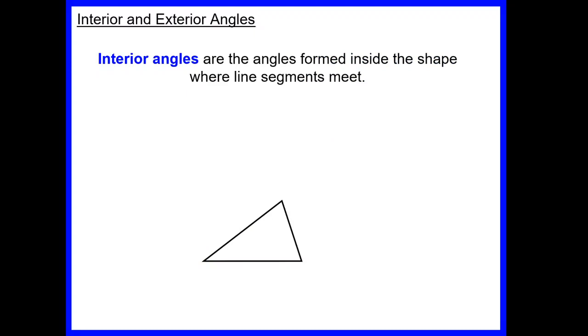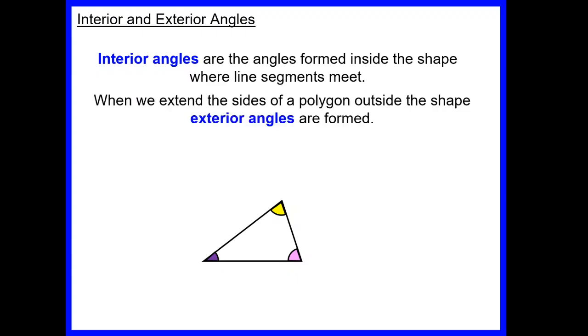Okay, so we're going to start by looking at the interior and exterior angles in a shape then. So our interior angles are the angles formed inside the shape where the line segments meet. So in our triangle there we've got three interior angles, so interior on the inside.